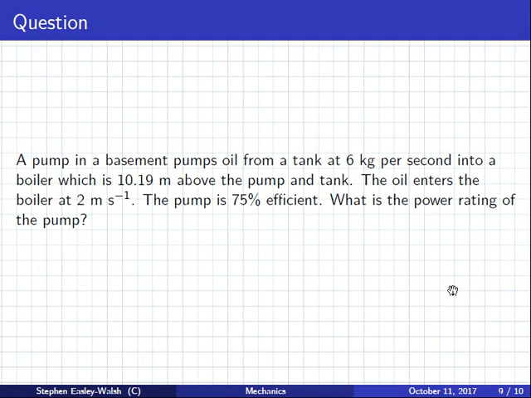Okay. A pump in a basement pumps oil from a tank at 6 kilograms per second into a boiler which is 10.19 meters above the pump and tank. So this is a very big boiler. The oil enters the boiler at 2 meters per second and the pump is 75% efficient. What is the power? So let me just draw what's happening here.